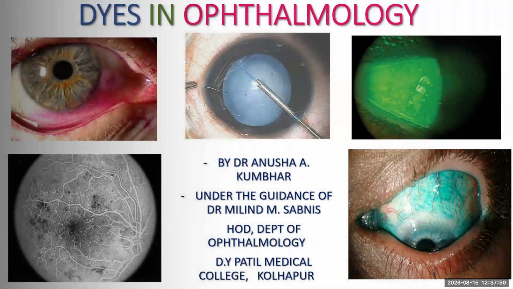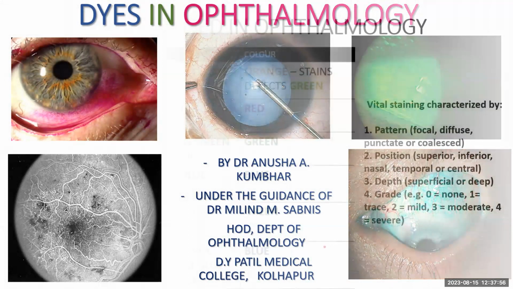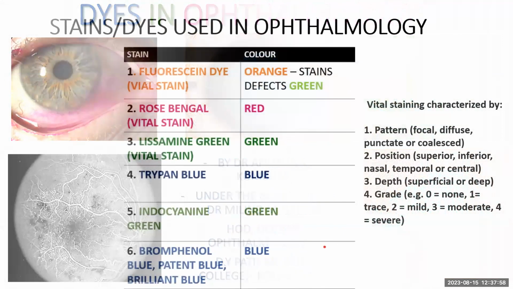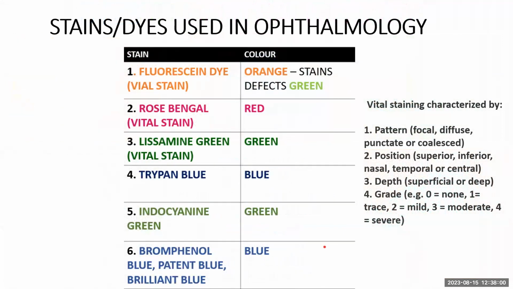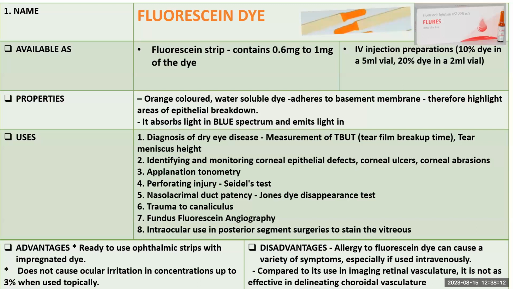Good afternoon, I'm Dr. Anusha Kumbhar, and I'll be presenting the topic dyes in ophthalmology. Dyes are important and valuable diagnostic and therapeutic tools. These are the commonly used dyes and stains in ophthalmology. Vital staining is graded by pattern, position, depth, and grades. The first dye that we'll be discussing is fluorescein dye.